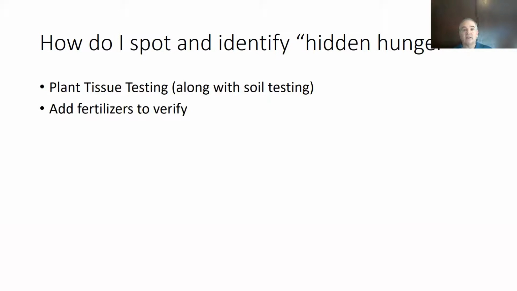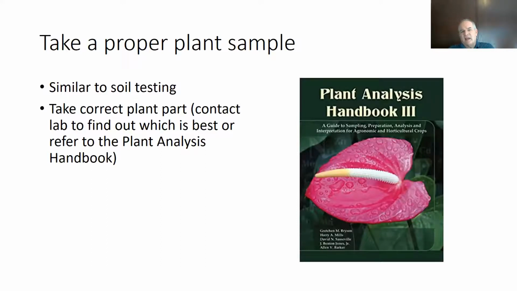Sometimes we have hidden hunger, or we have situations where it's not one of those five, it's something else, and we need to figure out what's going on with these plants. And so how can I do that? How can I be a detective? A couple of things. I can do plant tissue testing, along with soil testing. We're not going to talk about soil testing today, but plant tissue testing is a helpful tool. And we can also add fertilizers to do a little field trial just to verify if I've got certain deficiencies. So let's talk about taking a sample first.